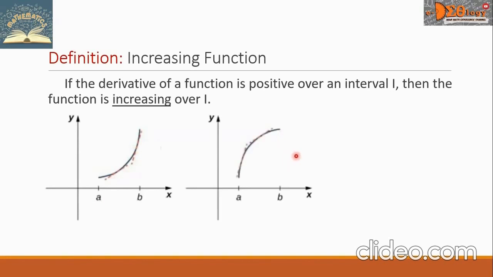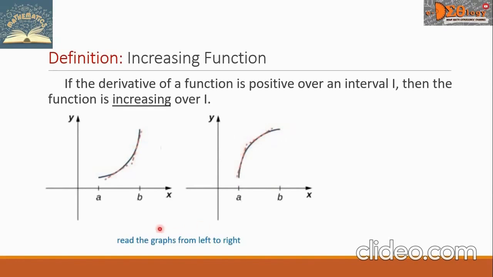Here is another example of a function over the interval from A to B. This is the graph. On the graph, we can see two examples of tangent lines. This is the first tangent line. This is the second tangent line. We can see that both tangent lines are leaning to the right. It gives us idea that the slopes of these tangent lines are positive.